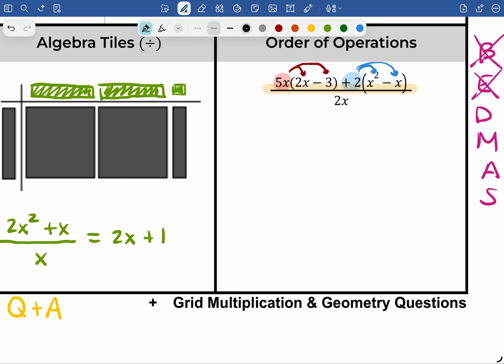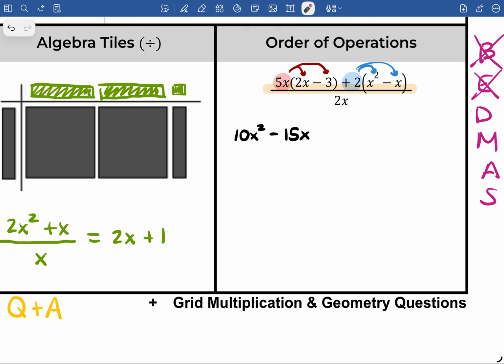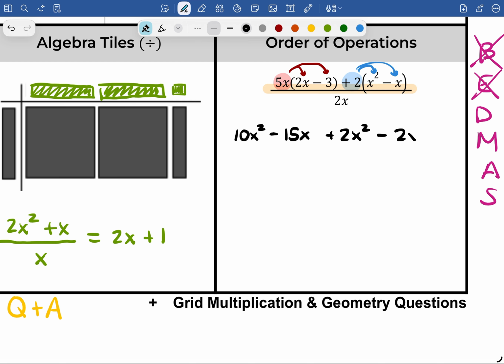So the 5x times 2x is 10x squared, and then minus 15x. So this came from here. And then we have plus 2 will get multiplied by everything in its set of brackets. We have plus 2x squared minus 2x. We still have the 2x on the bottom.